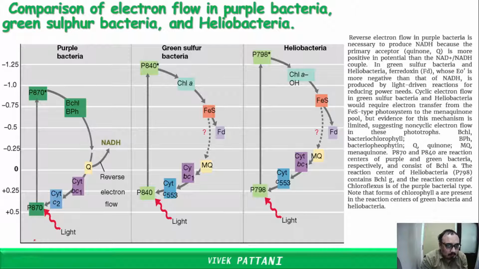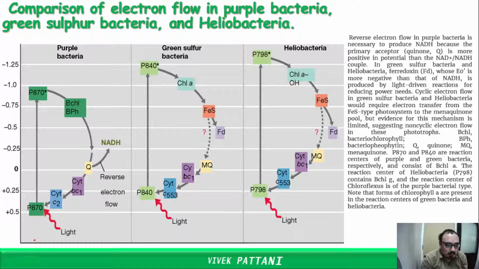The reverse electron flow in purple bacteria is necessary to produce NADH because the primary acceptor quinone is more positive in potential than NAD and NADH coupling. In the case of green sulfur bacteria and the heliobacteria, ferredoxin, whose E0 is more negative than that of NADH, is produced by light-driven reactions for reducing power needs.